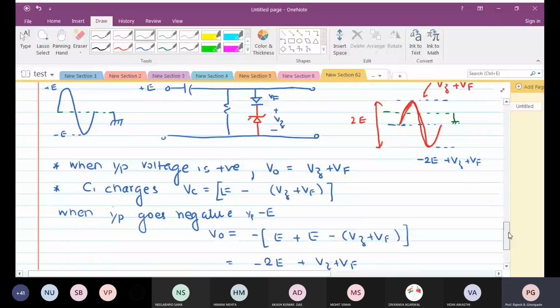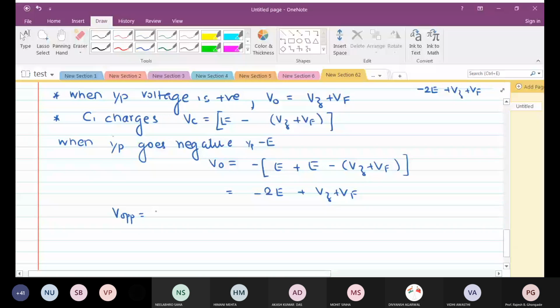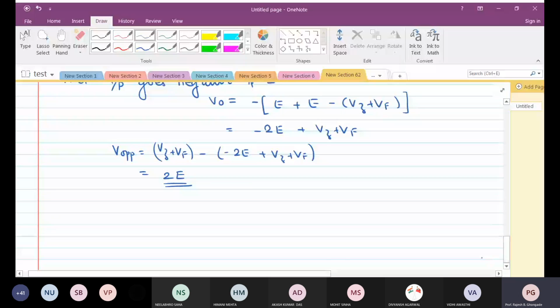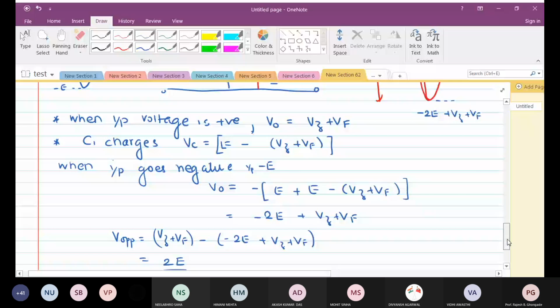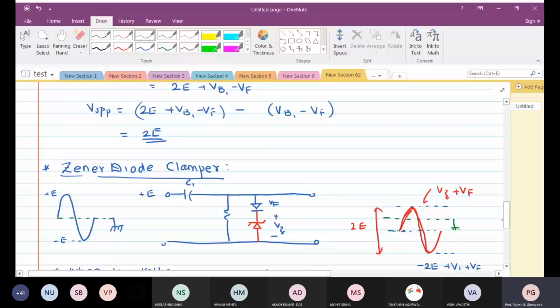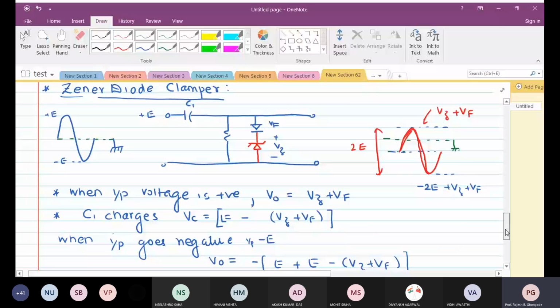And then verify whether the output peak to peak is the same. This is the positive peak minus this entire thing, minus 2 times E plus Vz plus Vf. So the peak to peak value is still 2 times E. Alright, so this is your Zener diode clamper. Of course, it clamps the waveform and shifts it in the negative direction.